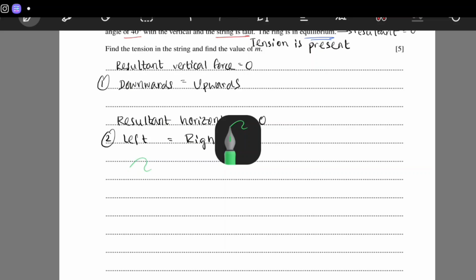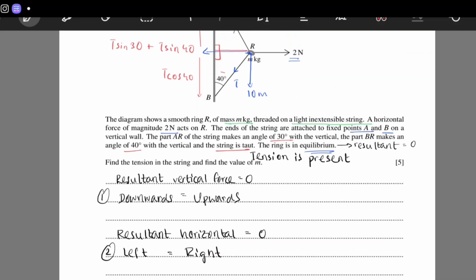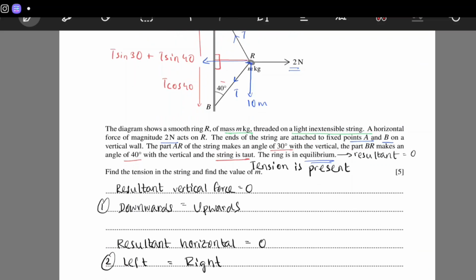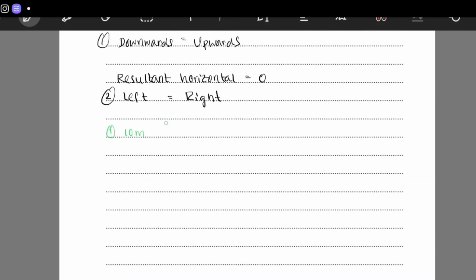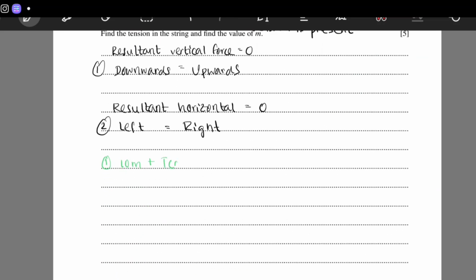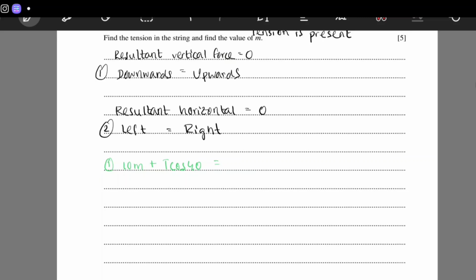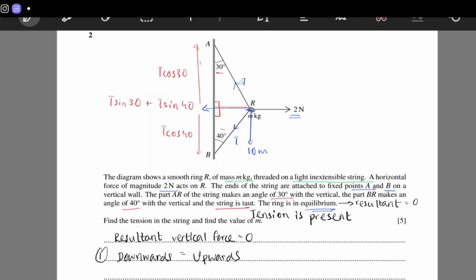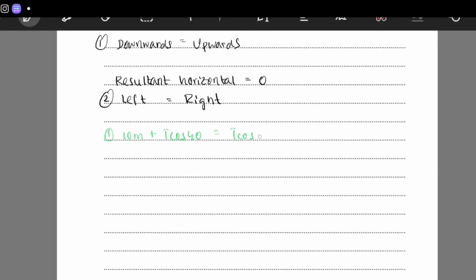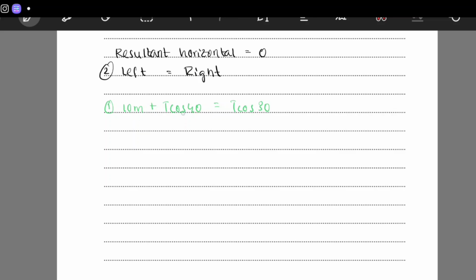So using the vertical forces, I can say that 10m, which is downwards, I'll add the downwards forces together. So 10m plus t cos 40, this will be equal to the total upwards force, in this case the vertical component of the section AR, so t cos 30. So 10m plus t cos 40 equals t cos 30. This is one equation using the vertical components.